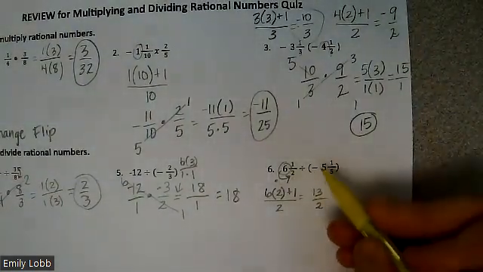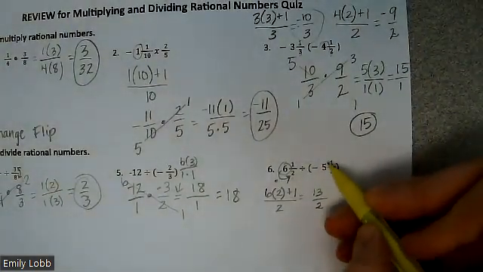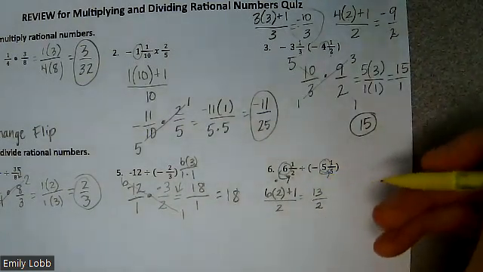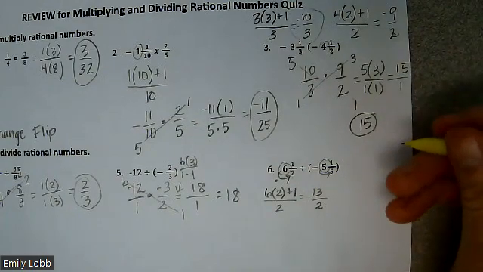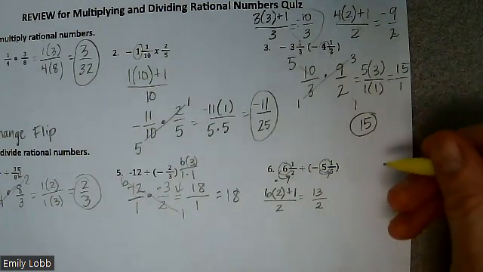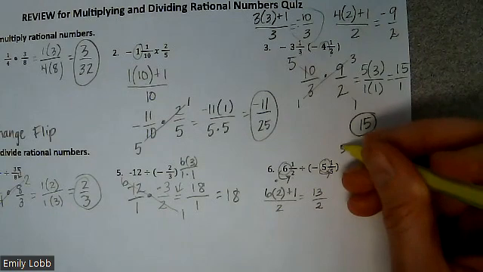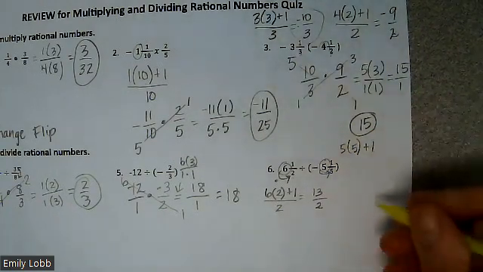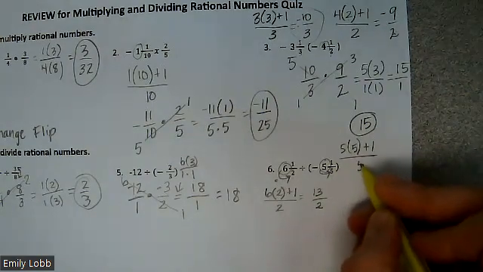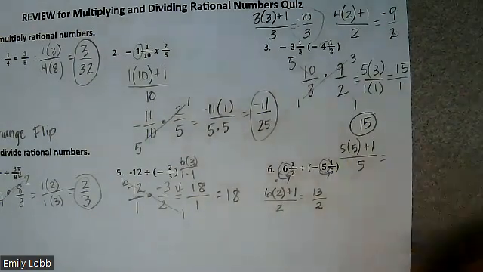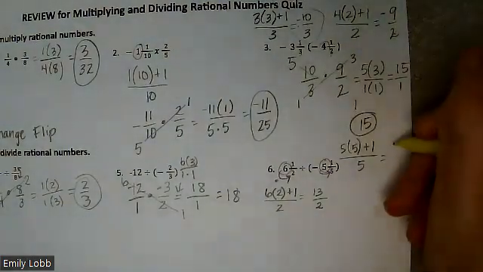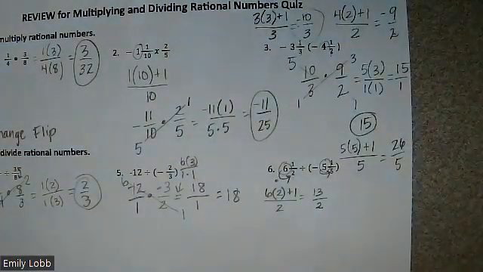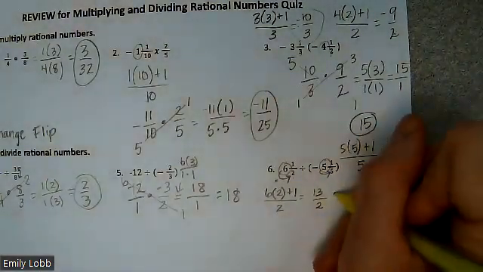Same thing here. We have whole number times the denominator. So what would I do? Maybe don't talk to each other. Maybe pay attention if you don't understand it. 5 times 5 plus 1 all over this 5. Good. So 5 times 5 is 25 plus 1 is 26 over that 5.